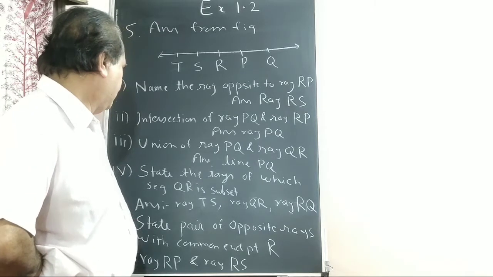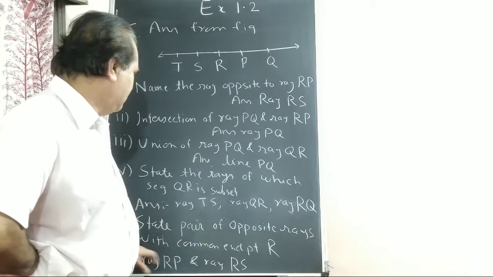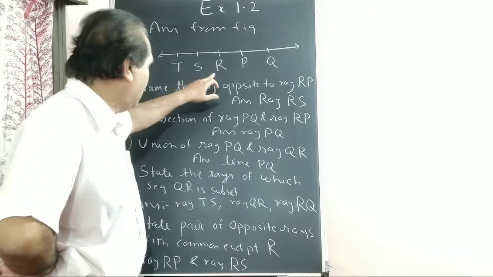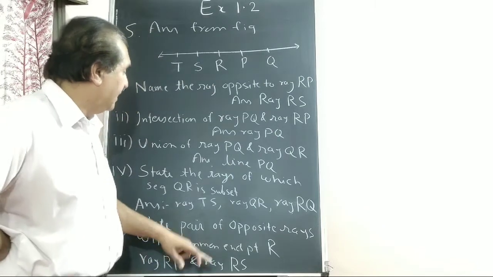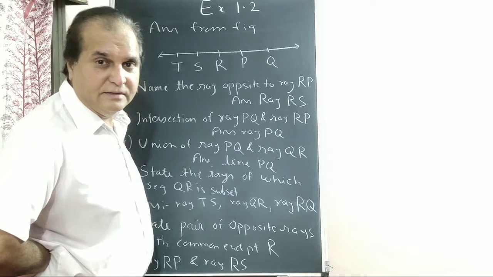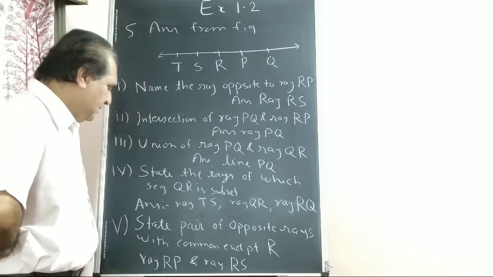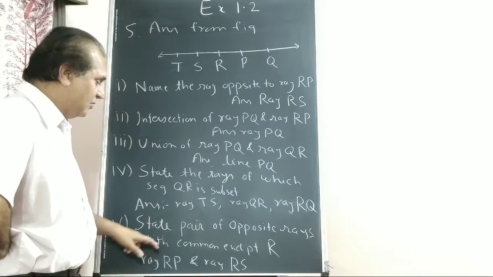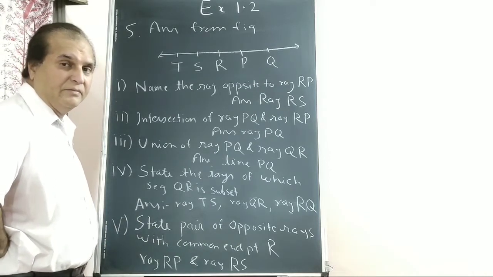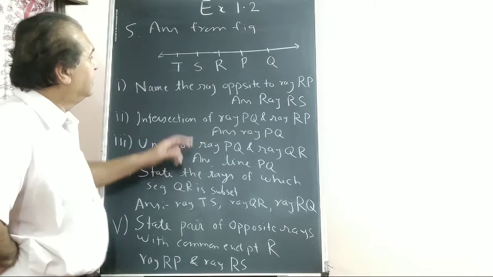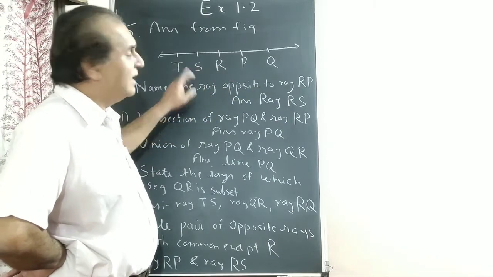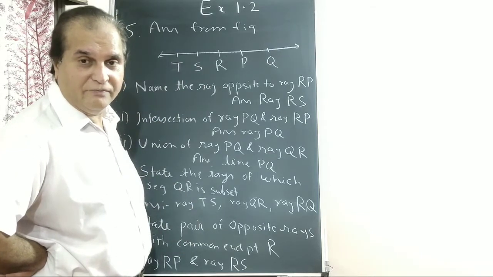Understanding? Straight pair of opposite rays with common endpoint R. So both rays start from R only. Ray RP and ray RS. Understood? They must start from R only, for common point R. Getting? This is the concept of ray. Ray RP is the same as ray RQ. Ray RS is the same as ray RT. Not different.